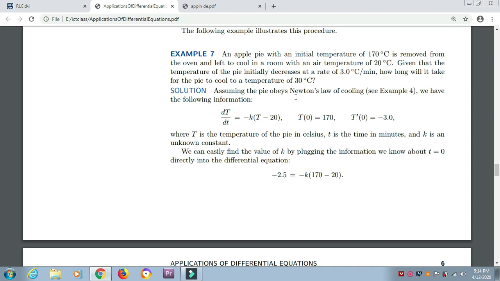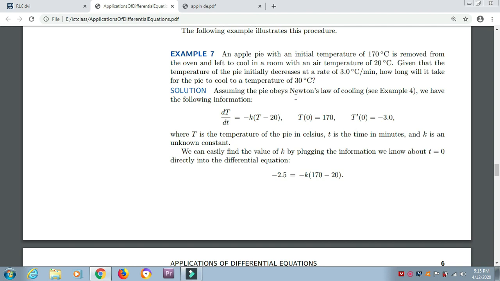Here an apple pie with an initial temperature of 170 degrees Celsius is removed from the oven and left to cool in a room with an air temperature of 20 degrees Celsius. Given that the temperature of the pie initially decreases at a rate of 3 degrees Celsius per minute, our aim is to find how long it will take for the pie to cool to a temperature of 30 degrees Celsius.